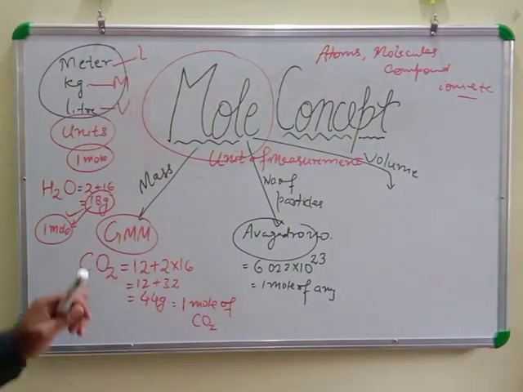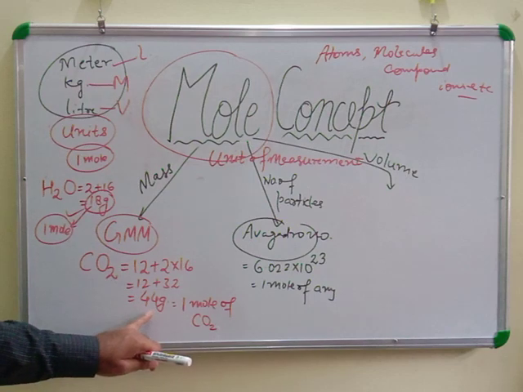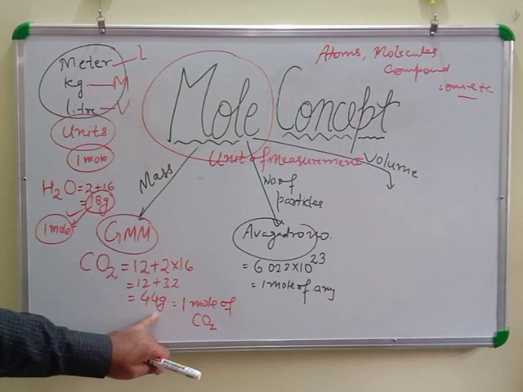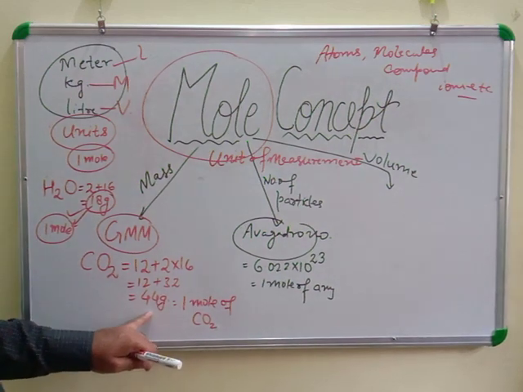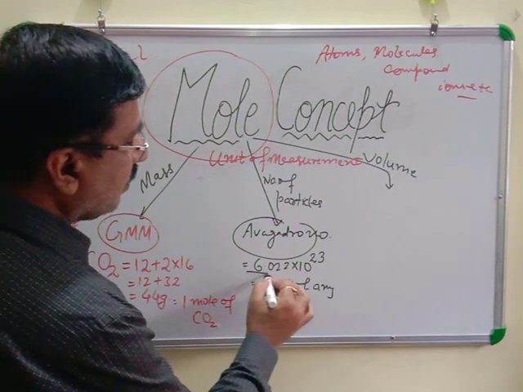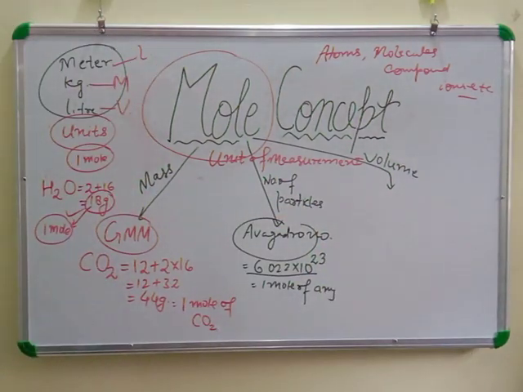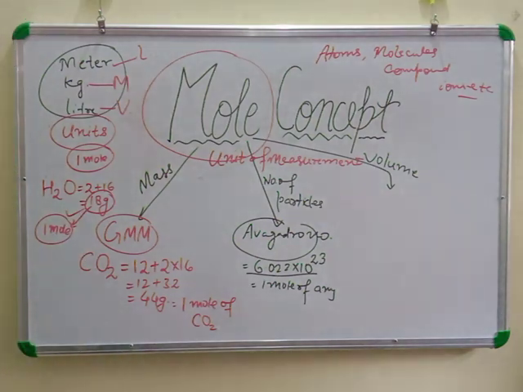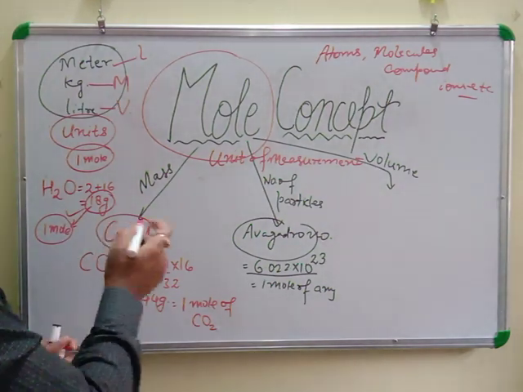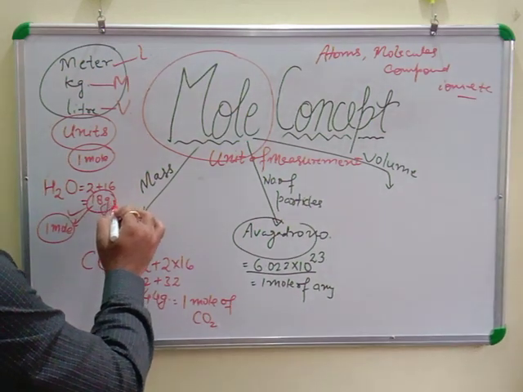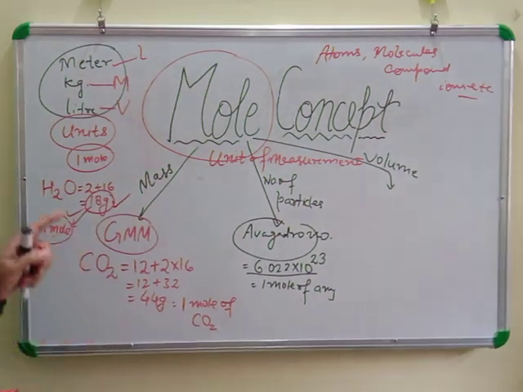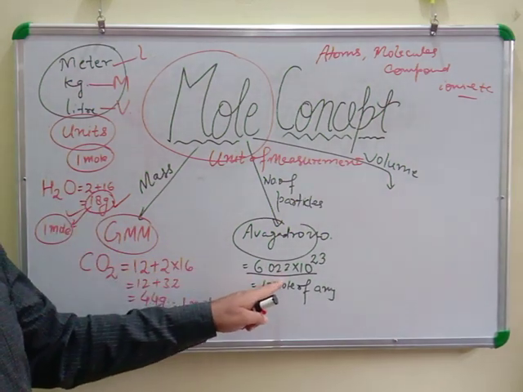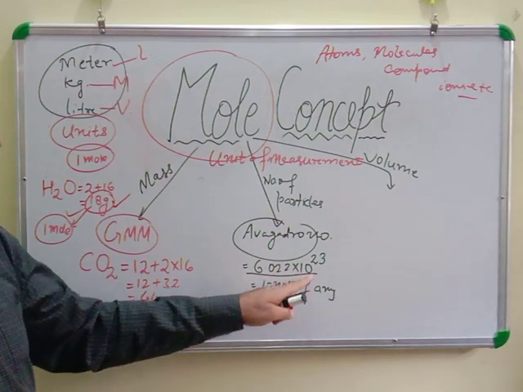Like CO2, mass of 1 mole of CO2 is 44 gram, and in 44 gram how many molecules of CO2 will be there? So it will be 6.022 into 10 to the power 23. Got it? Means if I ask how many molecules of water will be there in 1 mole, even for water, for 1 mole, how many molecules will be there? 6.022 into 10 to the power 23.